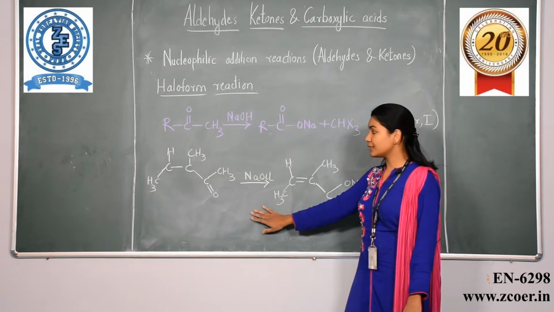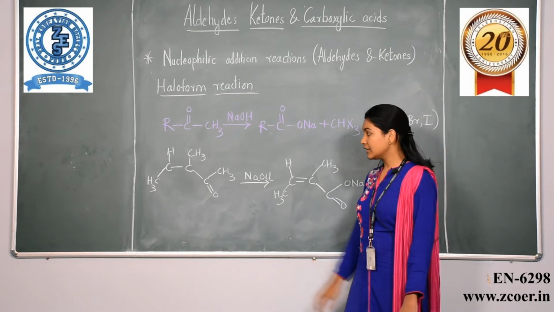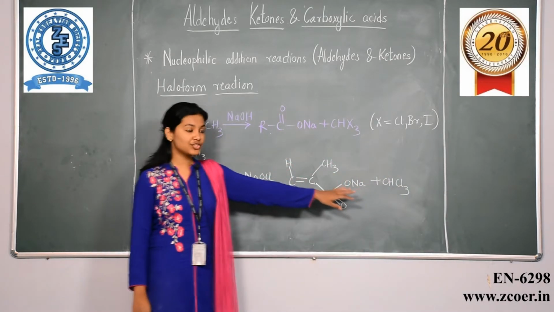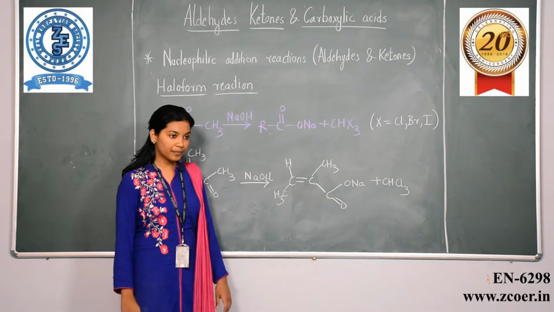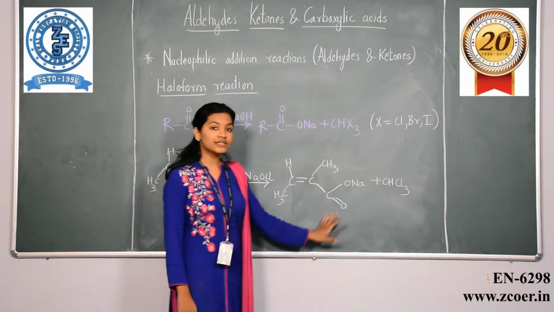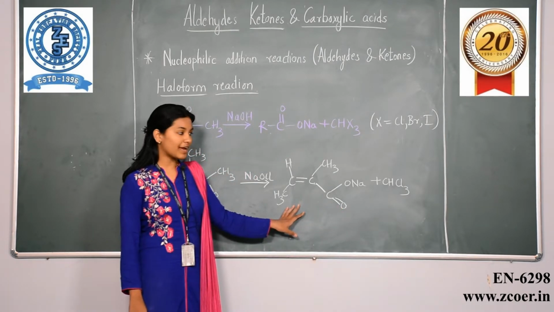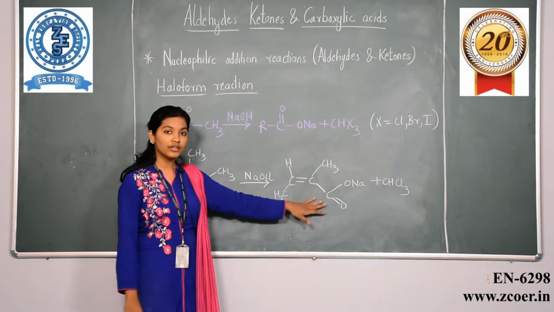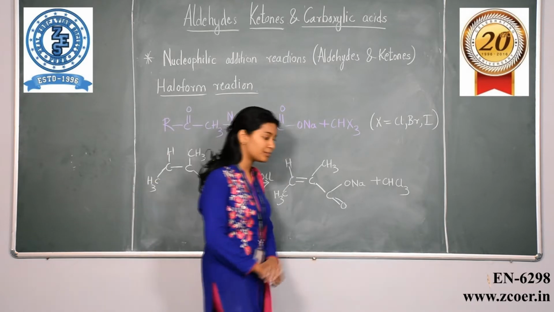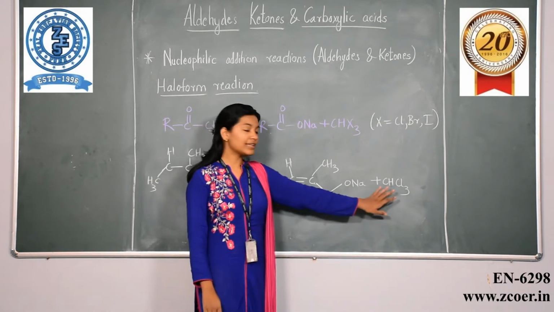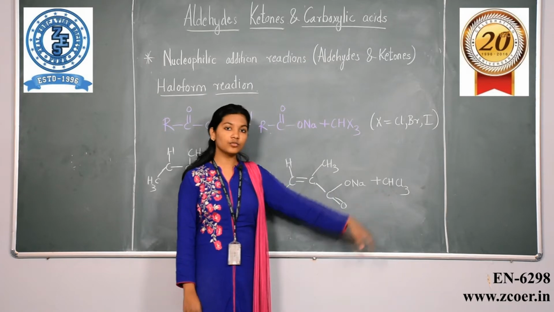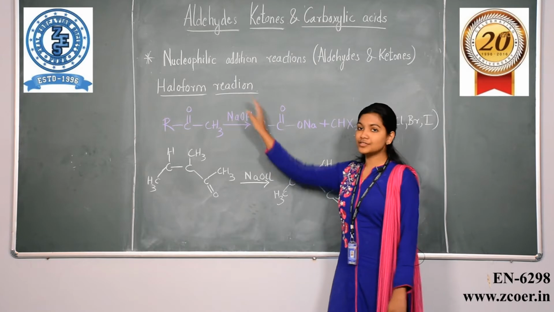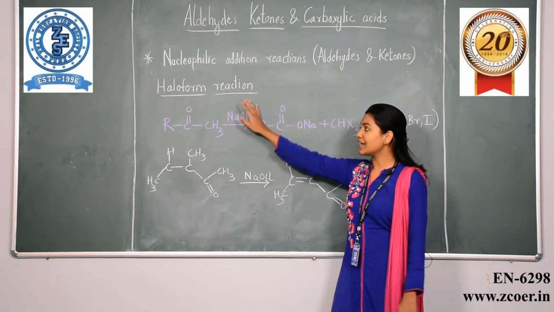An example is given right here, in which CH3Cl is formed as the end product. The oxidation does not affect the double bond. The double bond is not affected by the oxidation process. The methyl group is converted into the haloform, and hence this reaction is called the haloform reaction.